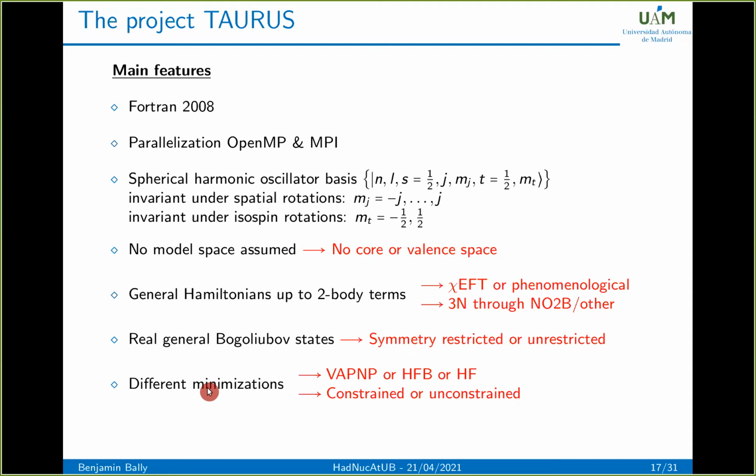The code allows you to perform different kinds of minimization. You can do VAP, PNP, HFB. You can add constraints or do fully unconstrained calculations. There are many possibilities for the constraints. You can add quadrupole, octupole, hexadecapole, and so forth, and pairing and other things. And for the symmetry projection part that is not yet public, you can basically project on all important quantum numbers. The only one missing is isospin. There is a version that does that, but it will not be in the first public version of the code.